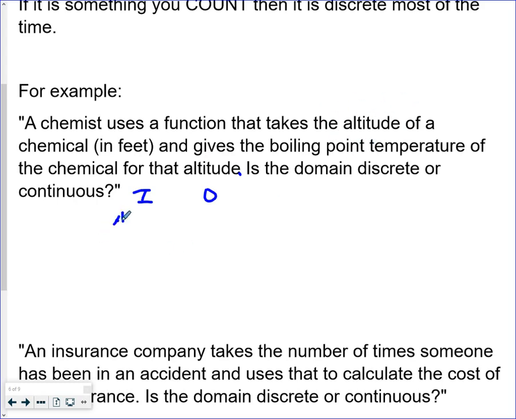Again, I'm going to try to spell this the best I can with my sloppy handwriting here. Altitude. That's what I give the function the chemist is using. I give it the altitude. So the chemist takes the altitude, puts it in the function, and the output is the boiling point. I'll say boiling temp, just to make it easier on my writing here.